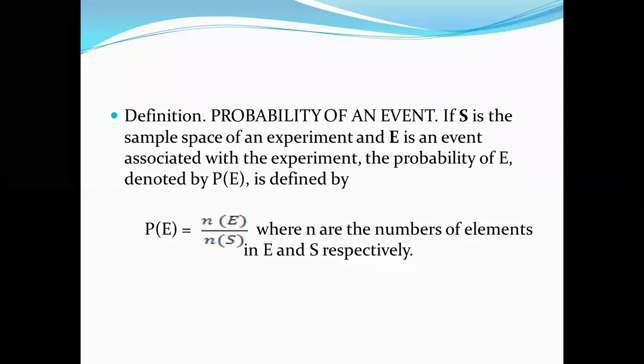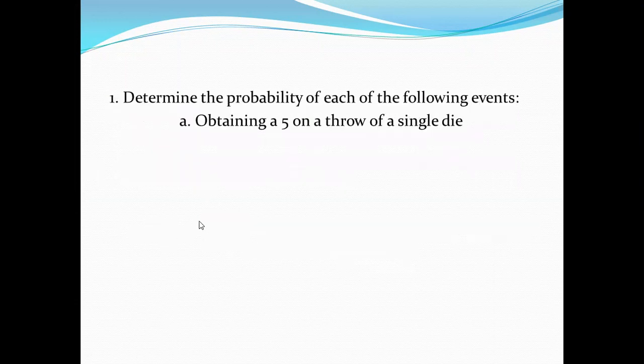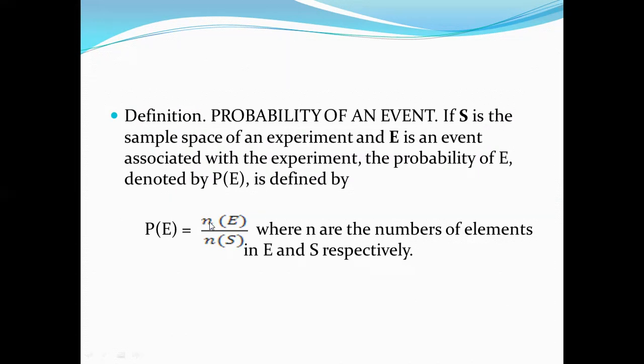Okay, so what is probability? So, the probability of an event. If S is the sample space of an experiment and E is an event associated with the experiment, the probability of E, denoted by P(E), is defined by this formula. The number of outcomes in your event over the number of outcomes in your sample space.